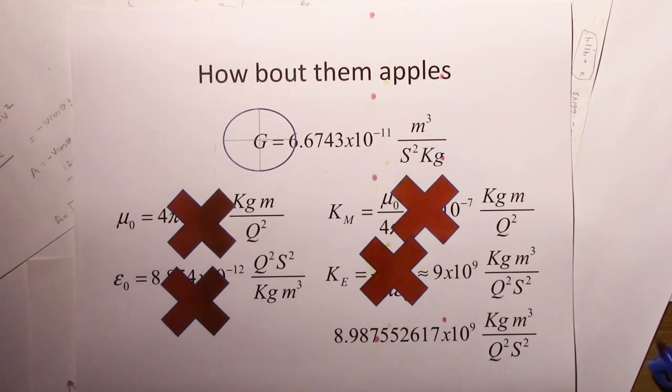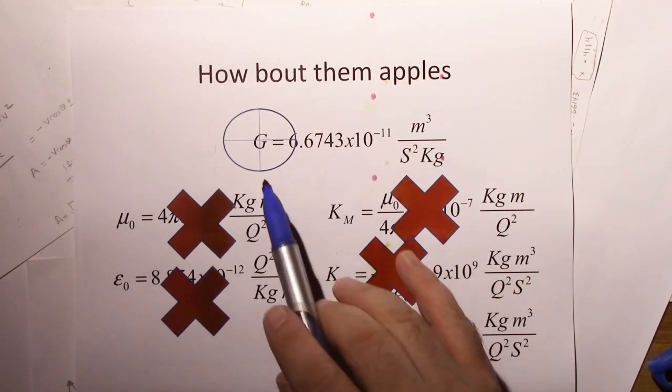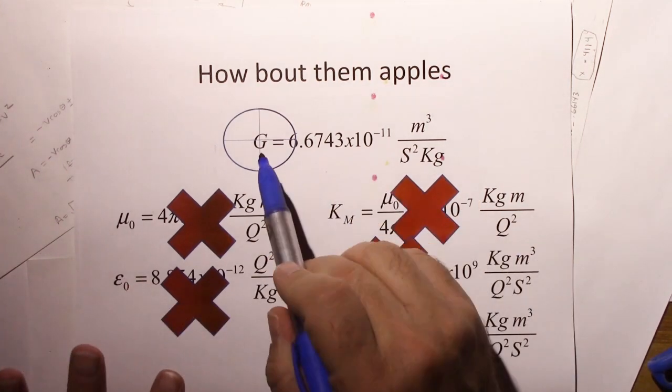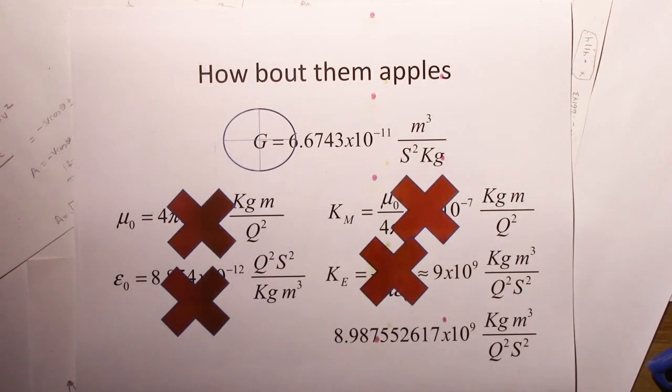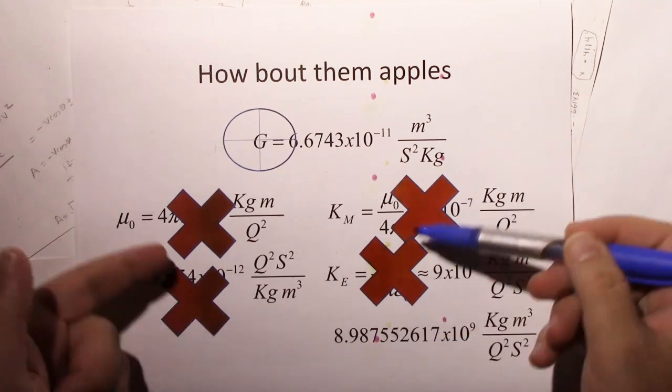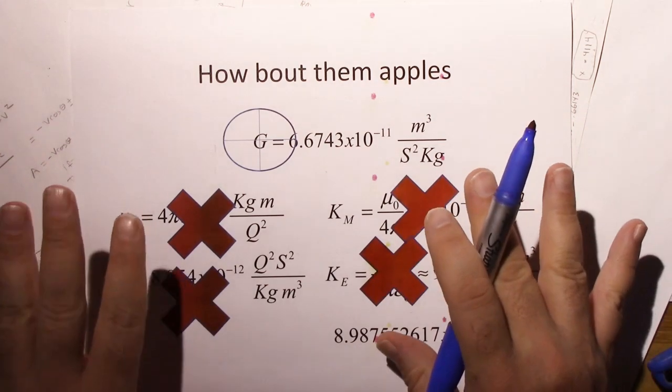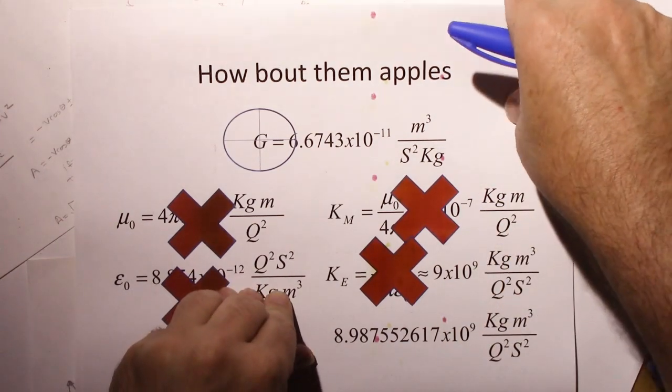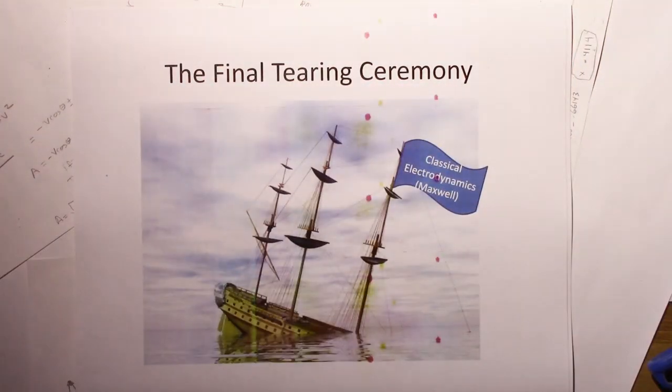Okay, so the next thing is to take out G. Now, I'm going to show you a little bit more about that. We're not going to do G tonight. We're probably not going to do G, at least not now. But now that I've basically destroyed these arbitrary constants of classical electromagnetic theory, the SS classical dynamics is now sunk, taking on water. It's got no life left in it.